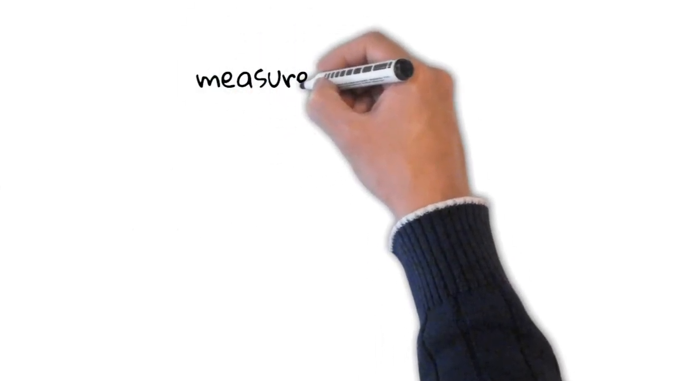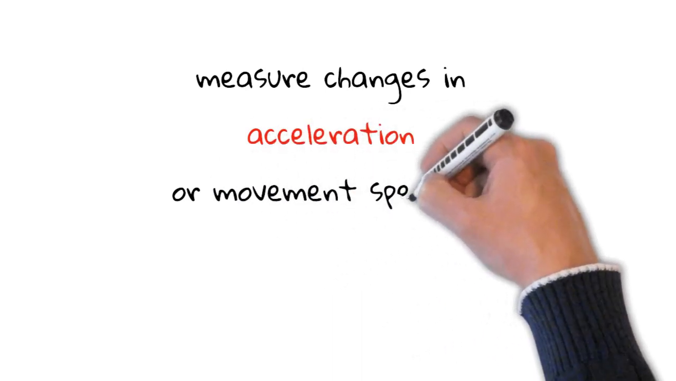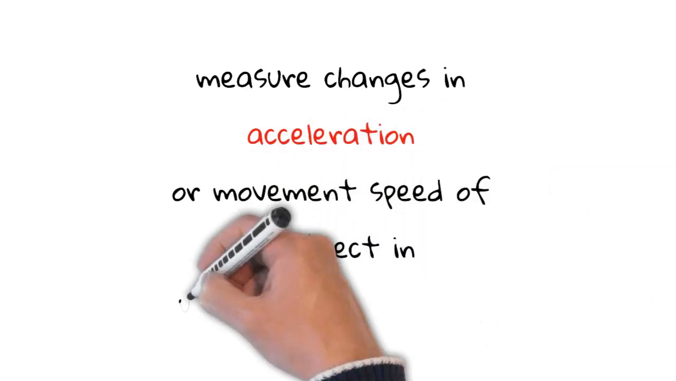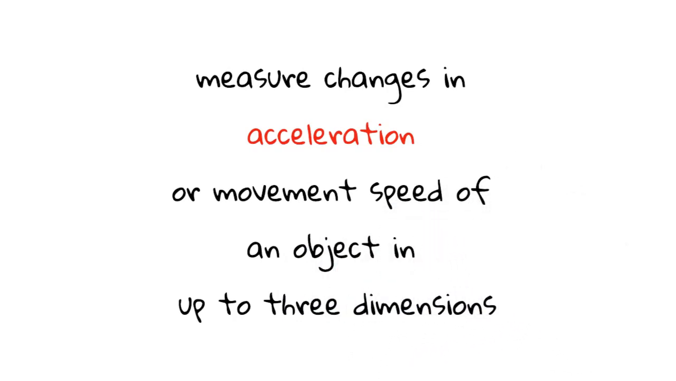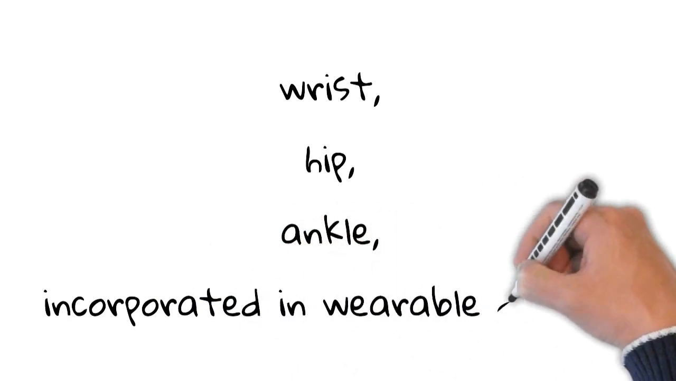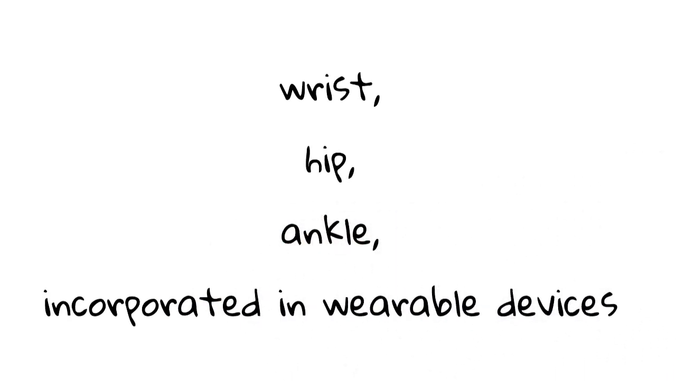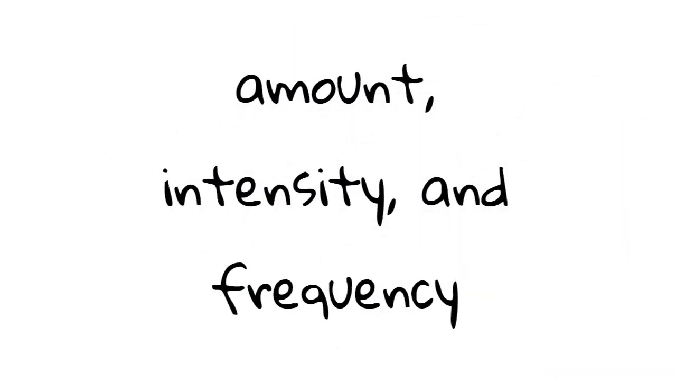Accelerometers are sensors that measure changes in acceleration or movement speed of an object in 3 dimensions. They are commonly used in physical activity assessment as they can detect a range of movements and provide an objective measure of physical activity levels. Accelerometers can be worn on various parts of the body, such as the wrist, hip, or ankle, and can be incorporated into wearable devices like fitness trackers or smartphones. They record movement data continuously and can be used to estimate the amount, intensity, and frequency of physical activity.